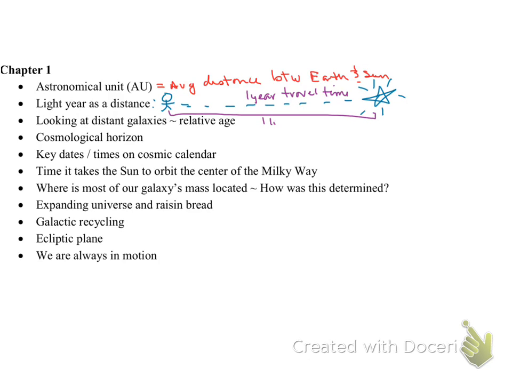If we were to locate the person and the star 1 light year away, then it would take energy from that light 1 year to travel to that person. So that's 1 light year.